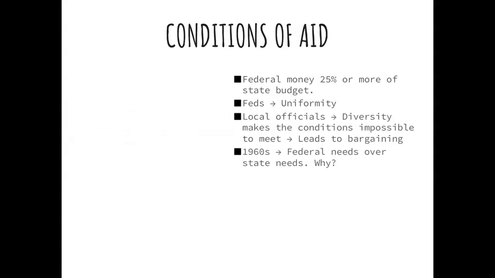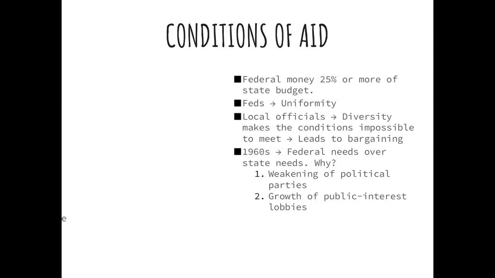From the 1960s on, the federal needs over the state needs. Which is more important? 1. This has occurred because of the weakening of political parties. The growth of political interest lobbies. Increased activism of the courts.